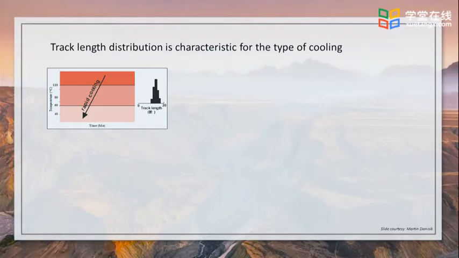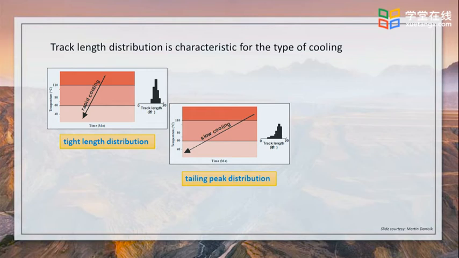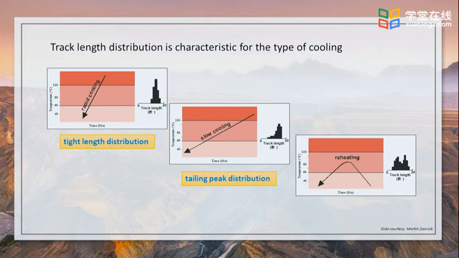Now, let's look at the track length distribution, which is characteristic for the type of cooling. For rapid cooling, as is shown in this figure, the track length distribution is a tight one. And in the case of a relatively slow cooling, we see a tailing peak distribution of track length. In the case of reheating, a very characteristic bimodal distribution of track length is observed.